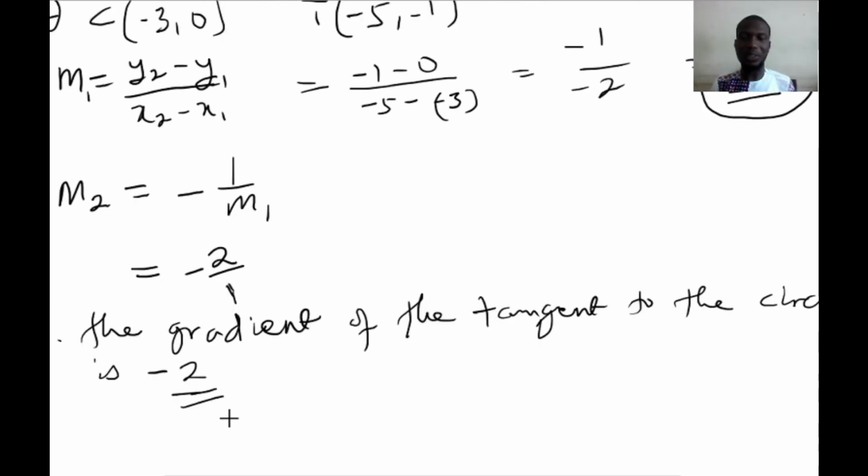And this is where we bring today's lesson to an end. I hope this lesson has been of help to you. You can now determine the gradient of the tangent to a circle if you know the equation of the circle and the point at which the tangent is touching that circle. So this is how we find the gradient of the tangent to a circle.